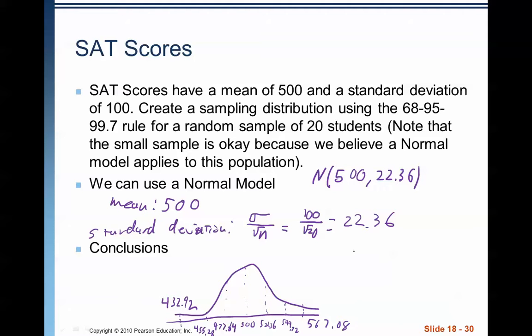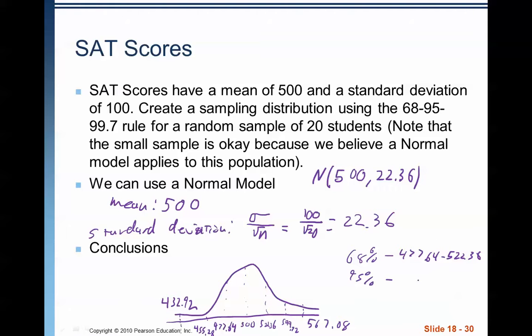So we can say that 68% of the data falls between 477.64 and 522.36. Meaning that if I were to take random samples of 20 students, 68% of those samples would have a mean score between 477 and 522.